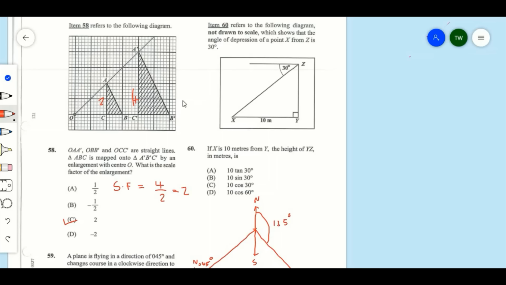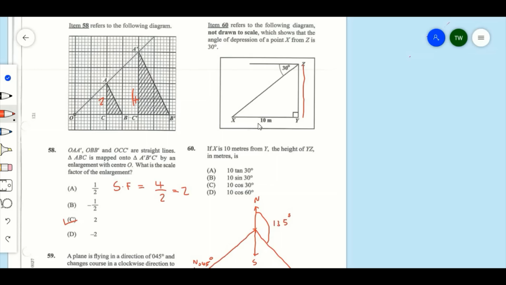To our final question. Item 60 refers to the following diagram, not drawn to scale, which shows that the angle of depression of a point X from Z is 30 degrees, right? And this is the angle of depression, this 30 degrees here. Now 60. If X is 10 meters from Y, the height of YZ in meters is, so we want to find this height here, which is YZ.